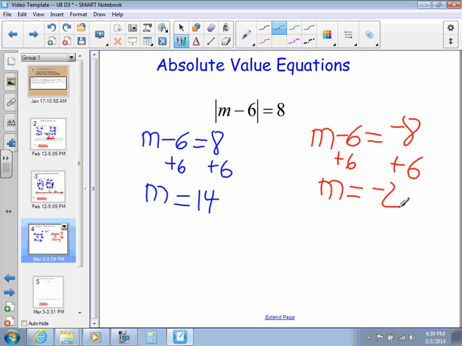What do we have here? This really is asking what number is 8 away from positive 6. Perhaps I won't go into that so I don't confuse you. We're going to break it apart into two equations and solve each of those equations.